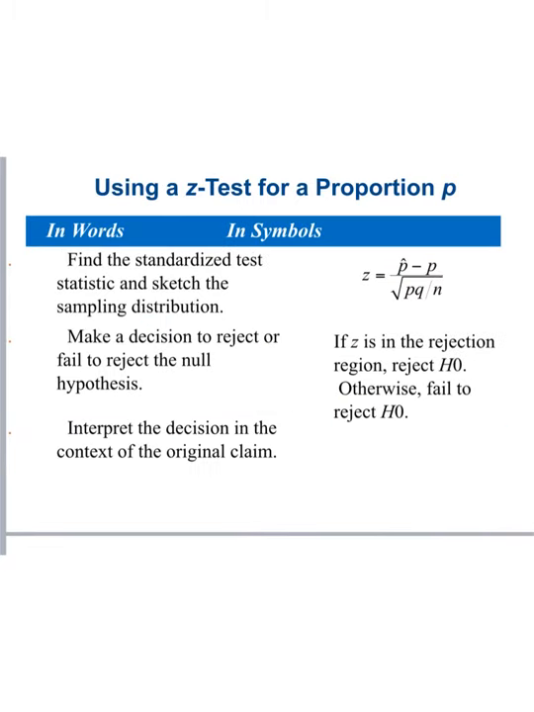Find the standardized test statistic using the formula we have been talking about. Make a decision to reject or fail to reject the null hypothesis based on where this test statistic falls. So let's say again I'm going to draw a rejection region. Let's say I had a two-tailed test, and this is my alpha over 2 area, and this is my z-score that traps this rejection region area.